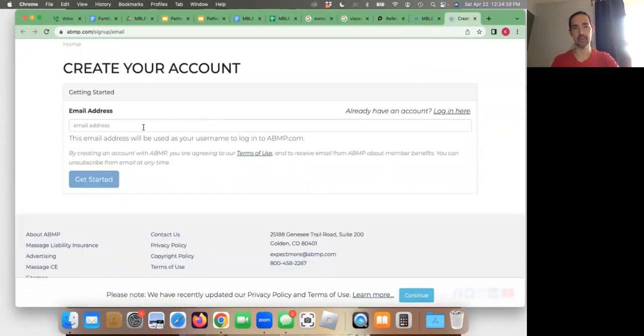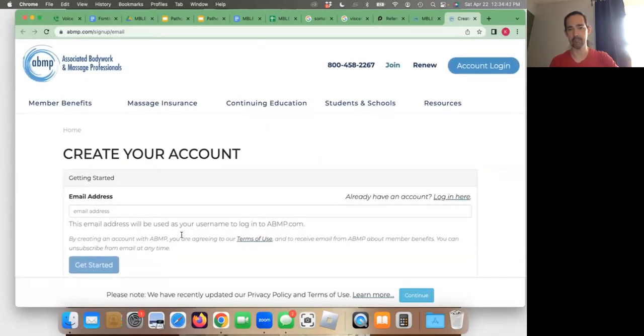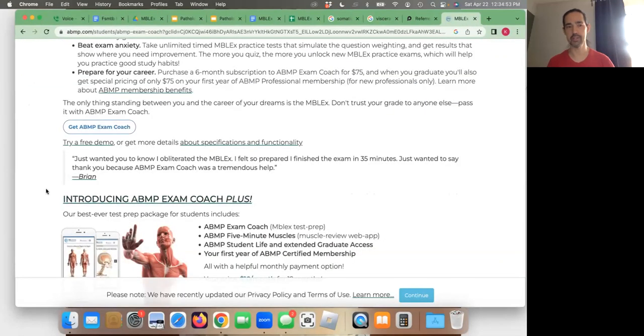Signing up, create your account. It doesn't immediately tell me how much it is. Maybe it costs, maybe it doesn't. Associated Bodywork and Massage Professionals. Do you guys know how much this is?